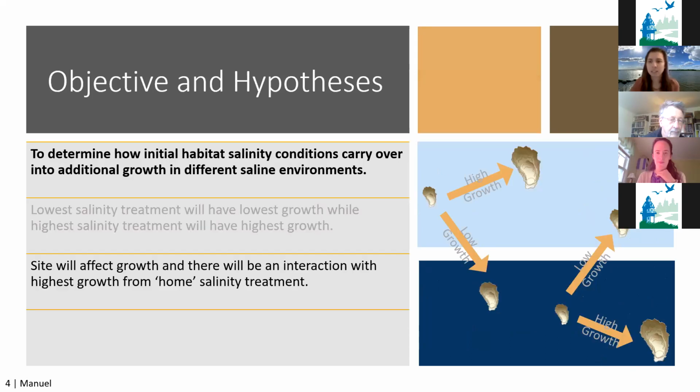Our next hypothesis was that there would be an interaction between salinity zone and salinity treatment, with spat growing the most in the salinity treatment that is closest to the salinity zone from which they came. This is demonstrated in the graphic on the right. You have higher growth from the oyster that does not move to the different colored rectangle. So you can see here, I expected higher growth when they didn't move, but when they were transferred, I expected lower growth.